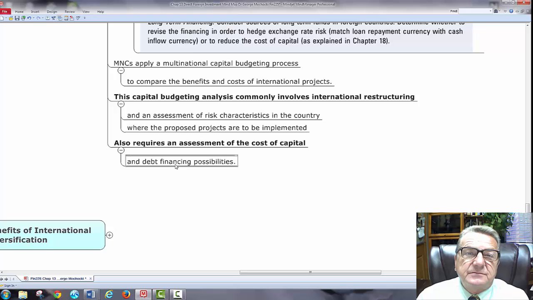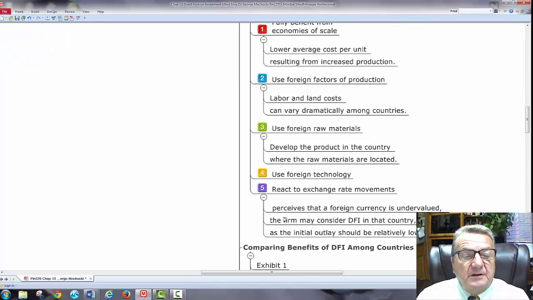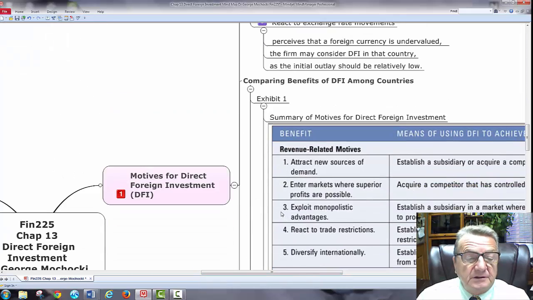Where would I want to do it? And then how do I hedge against that? Because I'm doing it in the future. Okay, all right, so that took care of everything else that we wanted here, motives for direct foreign investments.